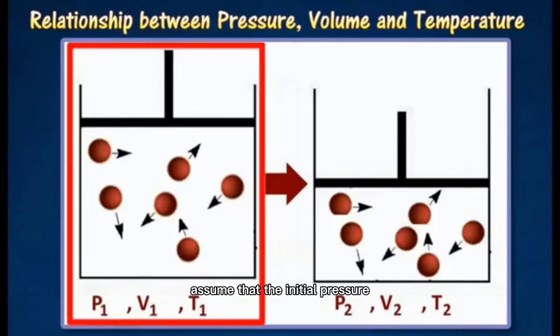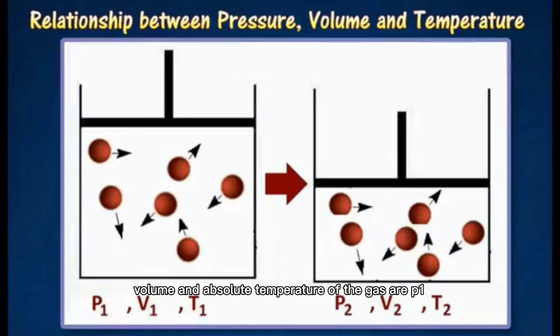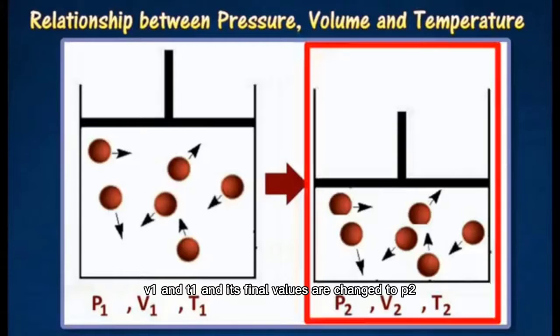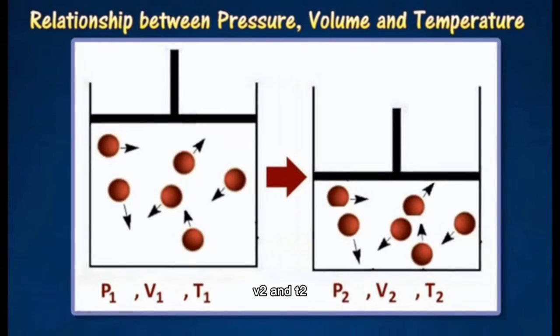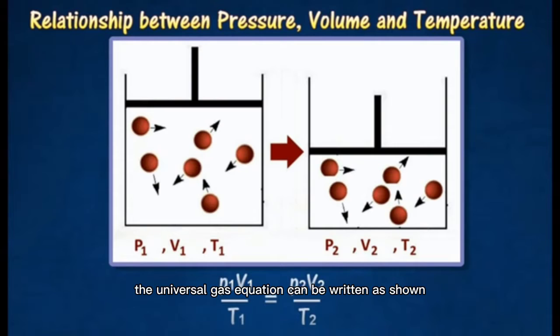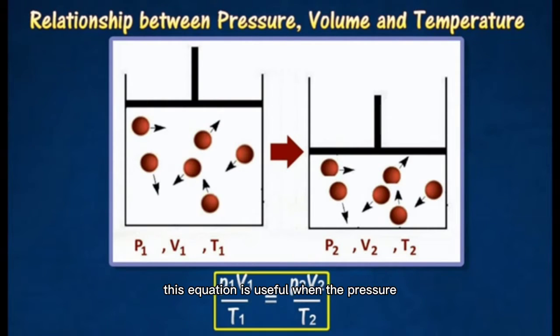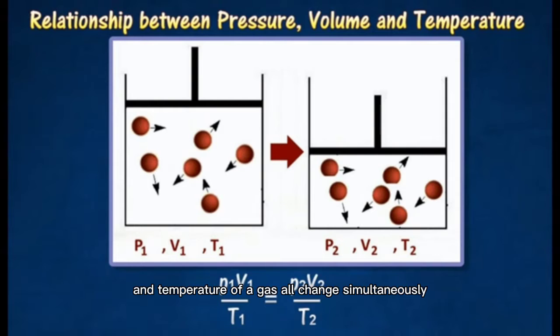Assume that the initial pressure, volume and absolute temperature of a gas are P1, V1 and T1, and its final values are changed to P2, V2 and T2. The universal gas equation can be written as shown. This equation is useful when the pressure, volume, and temperature of a gas all change simultaneously.